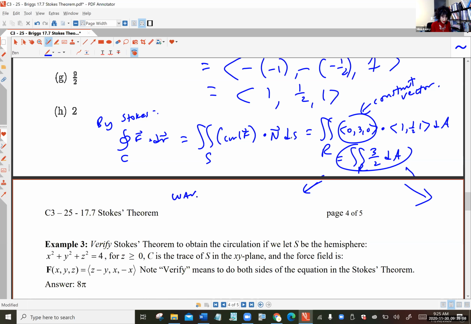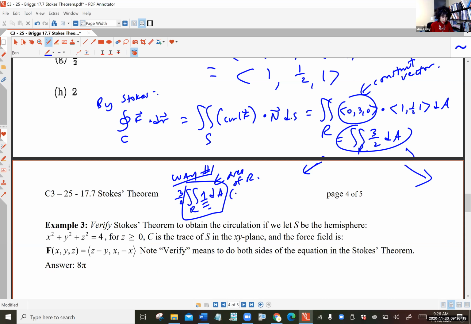Way number 1, and way number 1 is great, and I'm totally okay with it. Since 3/2 is just a constant multiple, I'll pull it out of the double integral. And what do you know from double integrals that have a 1 as their integrand? What do they represent? Area of the region. Yeah, area of the region. And in this case, the region is a triangle. And triangles have areas that are 1/2 base times height.